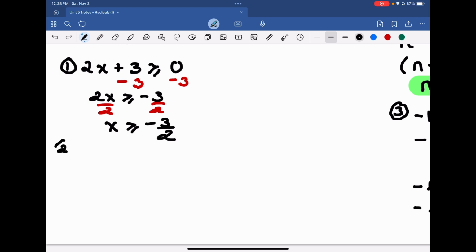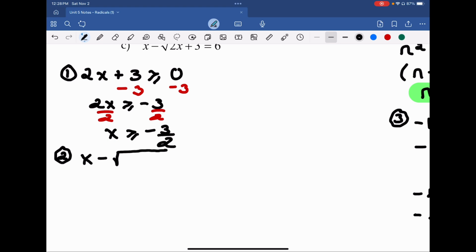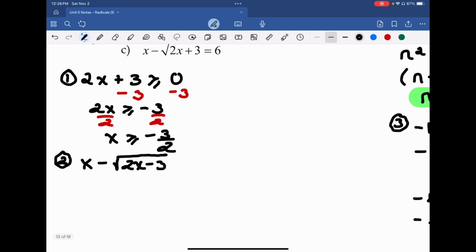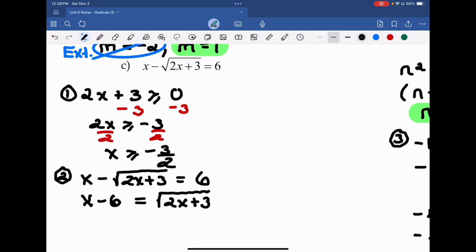So let's see if we can fit this all below here. I have x minus the square root of 2x plus 3 is equal to 6. Now from here, I'm going to swap these. And just like we did in the previous one, if it's a negative radical here, I'm going to swap it and bring this term over to the other side. So let's rewrite this as x minus 6, because I'm bringing a positive over to the left-hand side, is equal to the square root of 2x plus 3, where the 6 and the root have changed places.